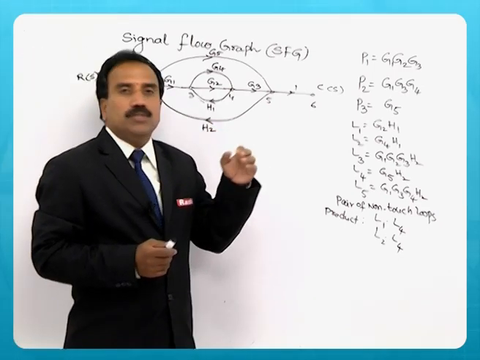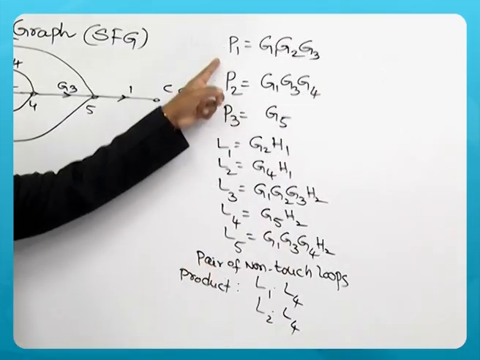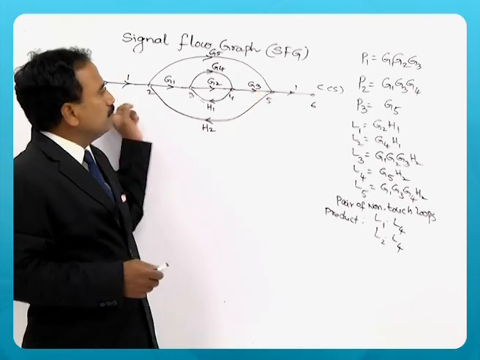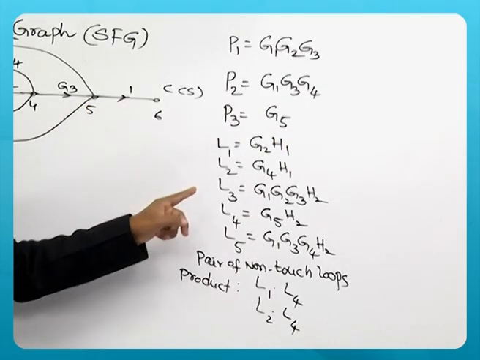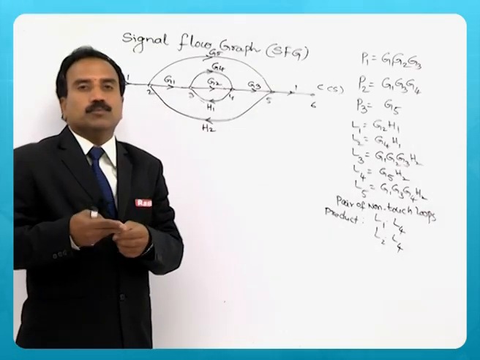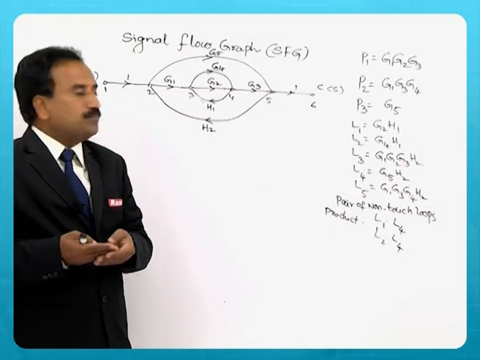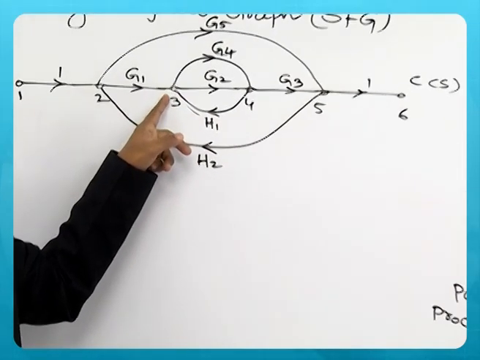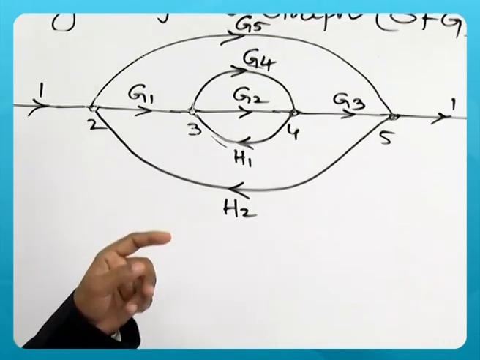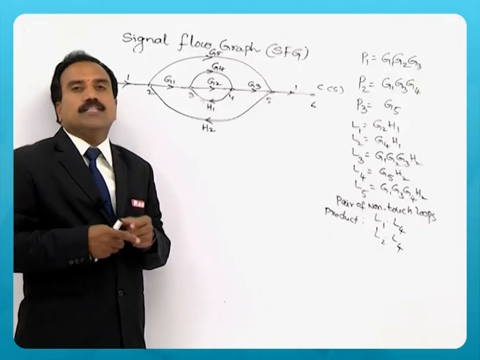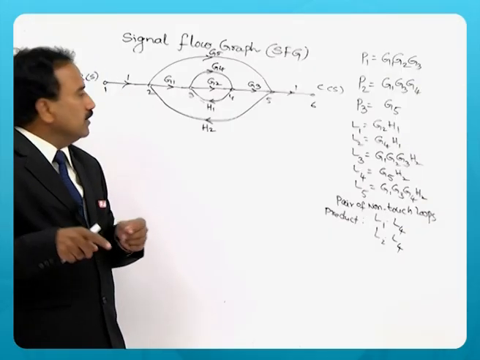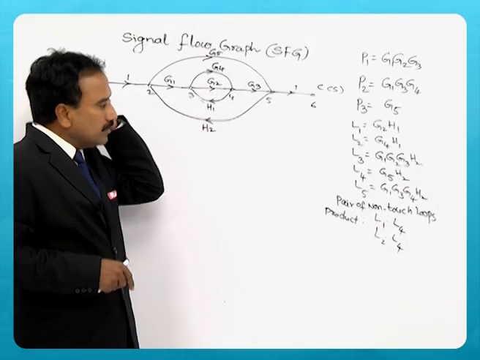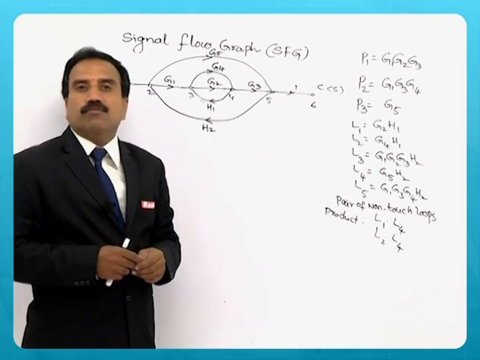You need to identify how many forward paths exist, P1, P2, P3 as we have seen, connecting the input and output nodes. Next, the number of individual loops and their gains. A loop is nothing but a closed path that starts from a node and terminates at the same node without repeating any other node. Such loops are 5 in this particular example. This is also required for Mason's gain formula.